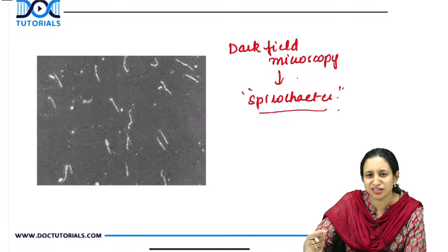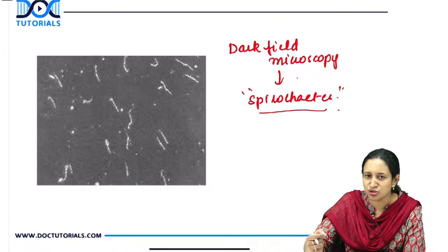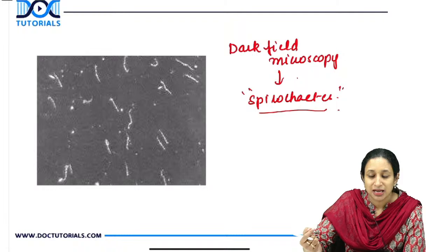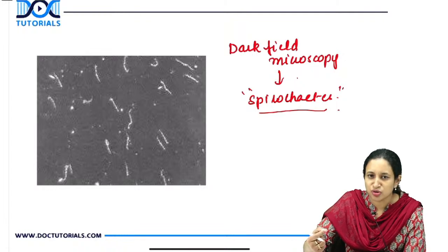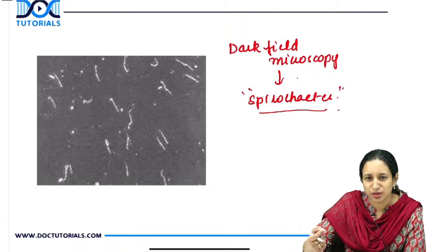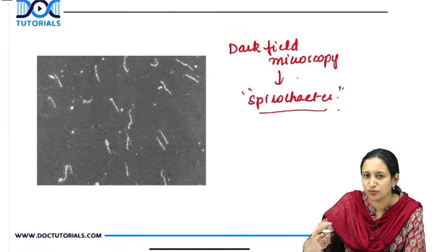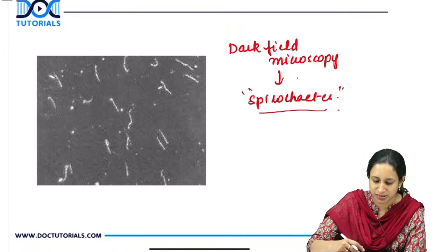These are very thin organisms, many a times not something that can be visualized unless you do dark field microscopy or a silver impregnation. Many a times these are so thin that they cannot be visualized. So dark field microscopy is done for identifying spirochetes.